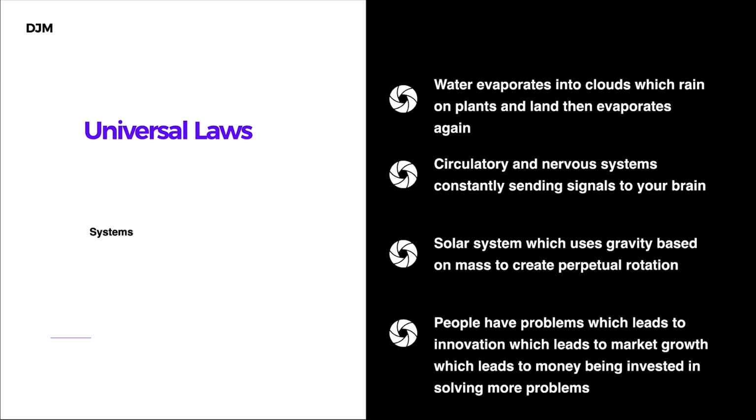For example, water evaporates into clouds, which rains on plants and land, and then evaporates again to create more water, which evaporates into clouds, which rains on plants. And so we have the system that creates life on Earth. Water, which goes into clouds and then comes back down, is a system. Circulatory and nervous systems that constantly send signals to your brain. Your body is made up of these systems.